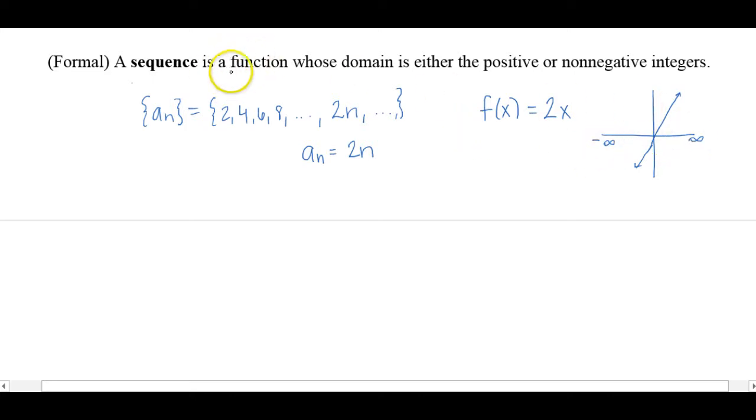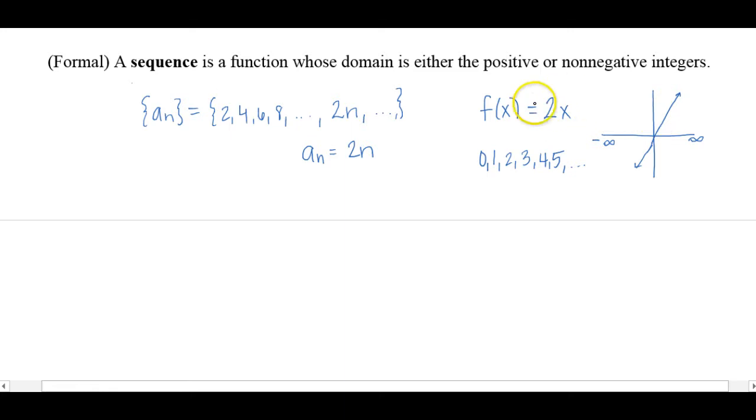So the difference is that in a sequence, the domain is the positive or non-negative integers. Non-negative integers means we could start at 0, or positive integers means we can start at 1, and we're talking about the integers here, so no fractions, no rational numbers: 0, 1, 2, 3, 4, 5, etc. So in order to get the numbers in the sequence, we had to start by substituting in 1, a positive integer, and then we had to substitute in 2, 3. So we're skipping all of the numbers between 1 and 2, and all the numbers between 2 and 3. Whereas the function f of x doesn't skip any of those values.